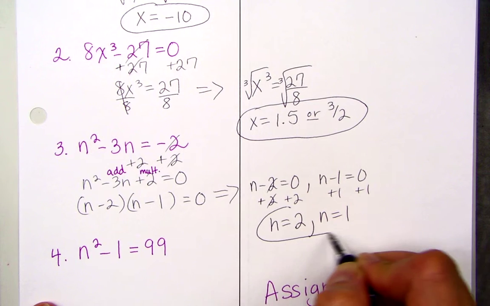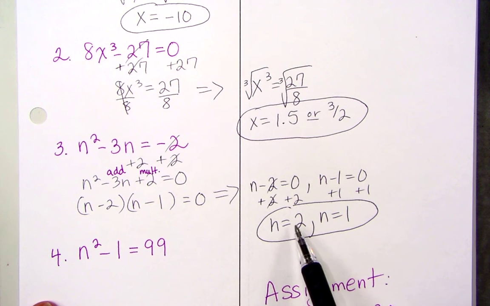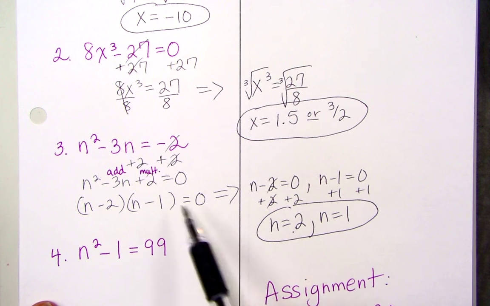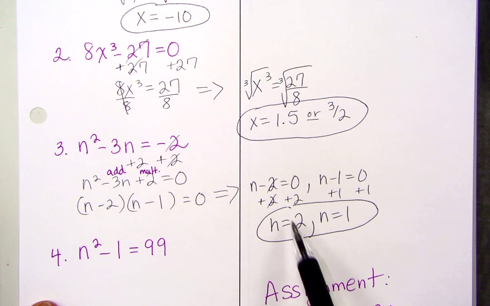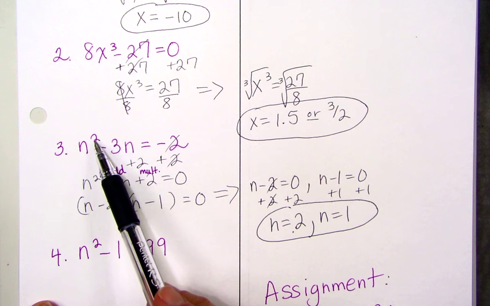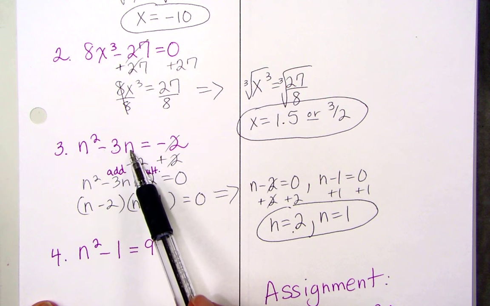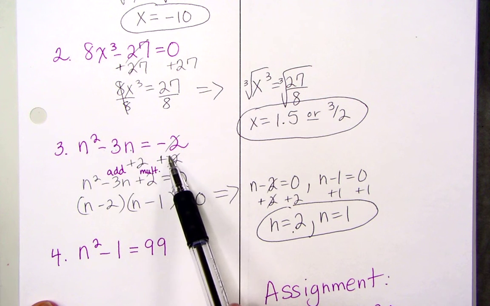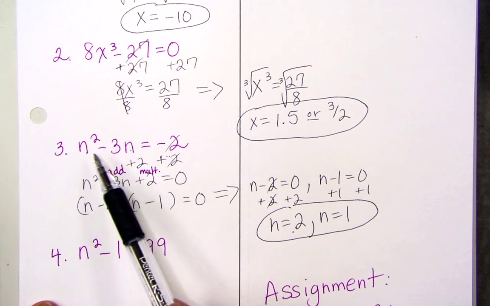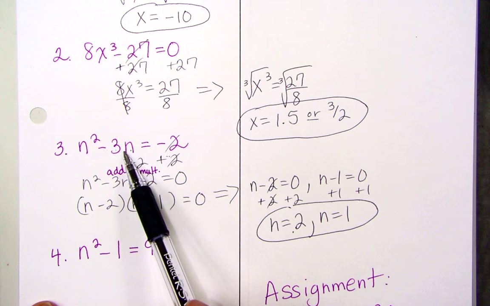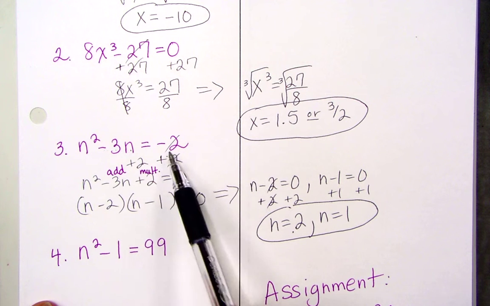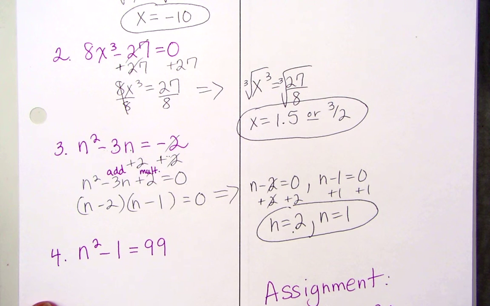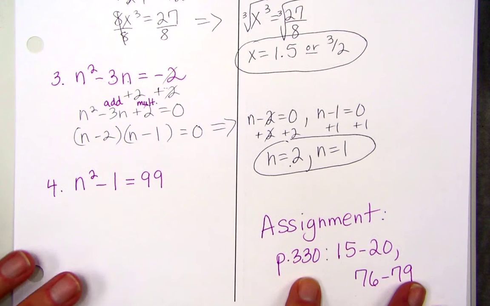Two answers. Again, which we could confirm with our graphing calculator, or we could plug into the original and make sure it works. All right, for example, 2: 2 squared is 4, minus 3 times 2 is 6, 4 minus 6 is negative 2. And then 1 squared is 1, minus 3 times 1 is negative 3, 1 minus 3 is negative 2. Okay.